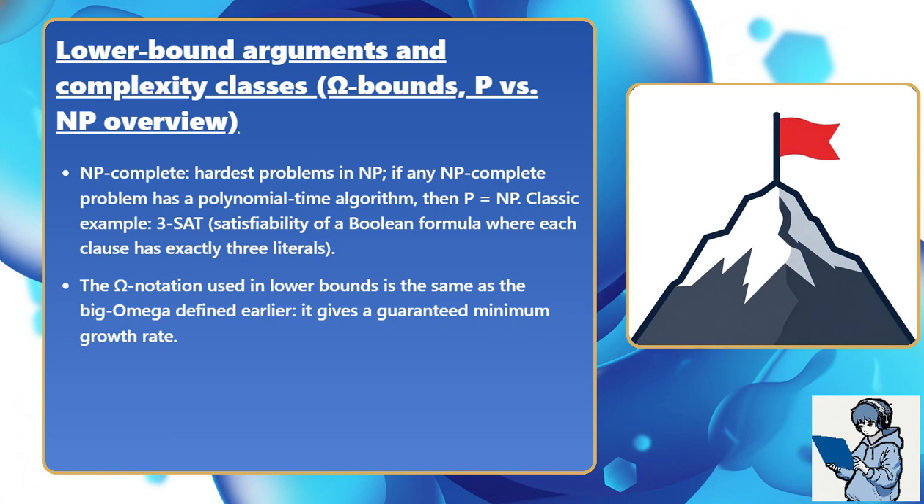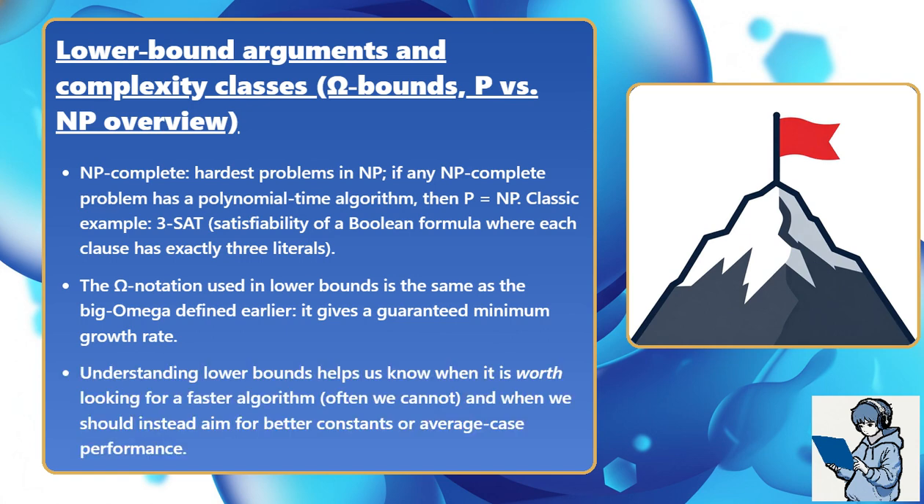It gives a guaranteed minimum growth rate. Understanding lower bounds helps us know when it is worth looking for a faster algorithm. Often we cannot, and then we should instead aim for better constants or average case performance.